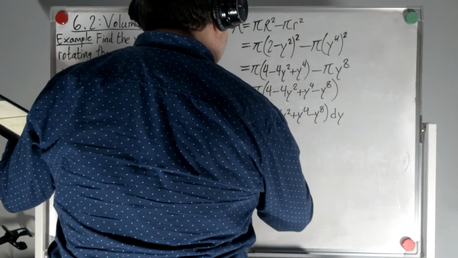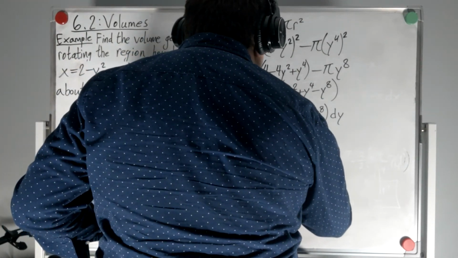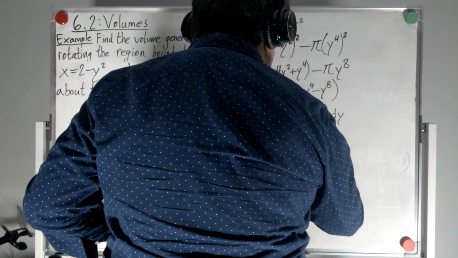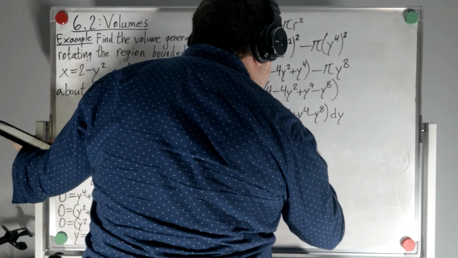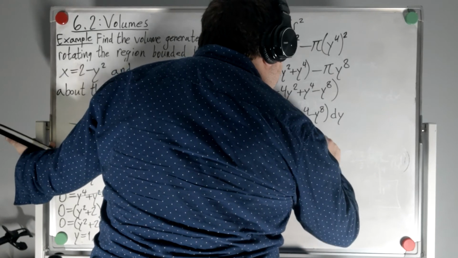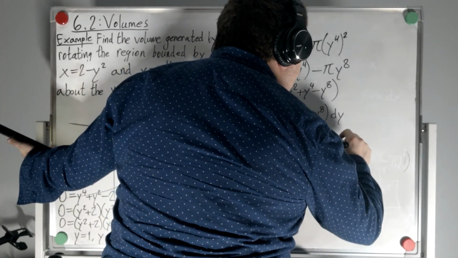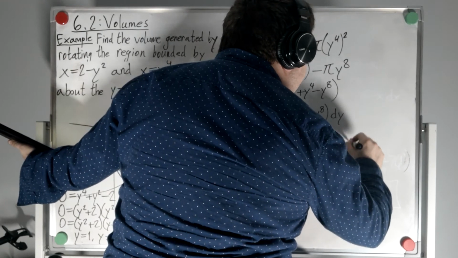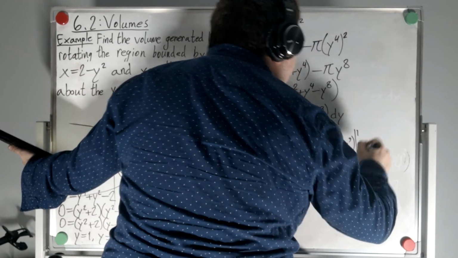So, this is pi times 4y minus 4/3 y cubed plus 1/5 y to the fifth minus 1/9 y to the ninth, evaluated from negative 1 up to 1.